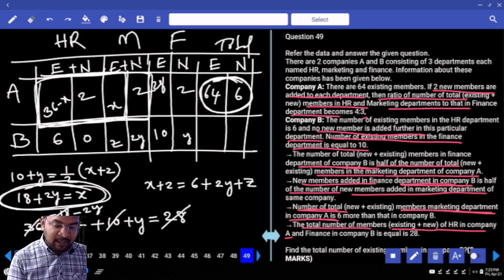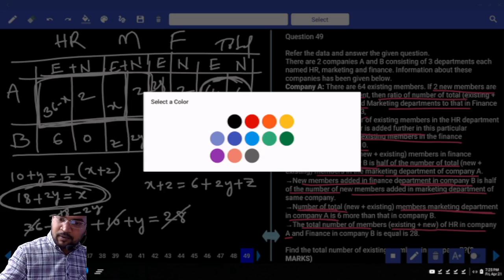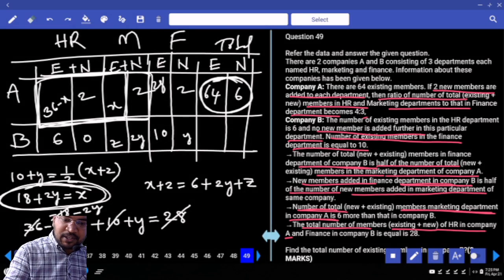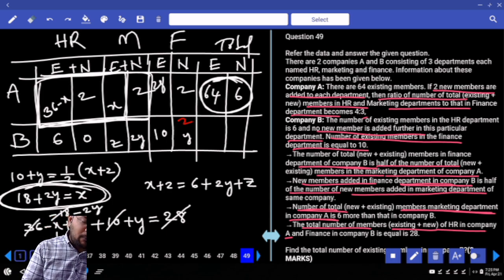Next, minus 2y plus y is minus y. Minus y is equal to this. Plus 2 comes to this side, minus 2. Minus y is equal to minus 2, so y is equal to 2. If y is equal to 2, then what is x? X is equal to 22.